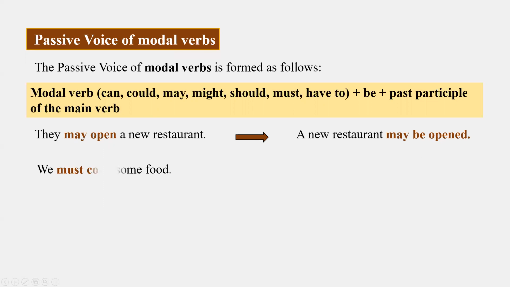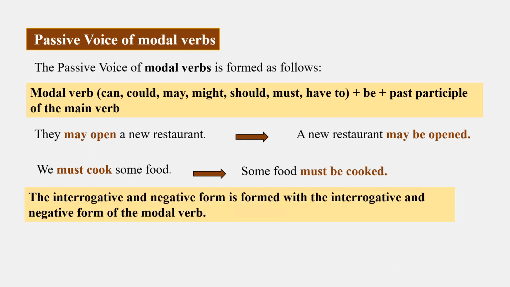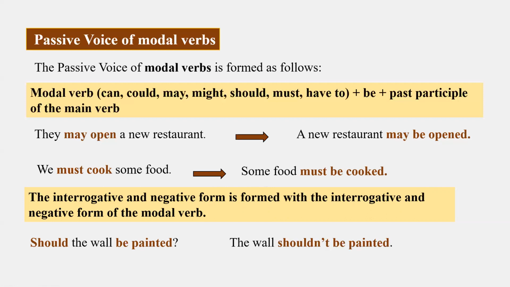We must cook some food. Some food must be cooked. Again, modal, be, past participle. The interrogative and negative form is formed with the interrogative and negative form of the modal verb. Example: should the wall be painted? See here, we inverse should and the wall. The wall shouldn't be painted.